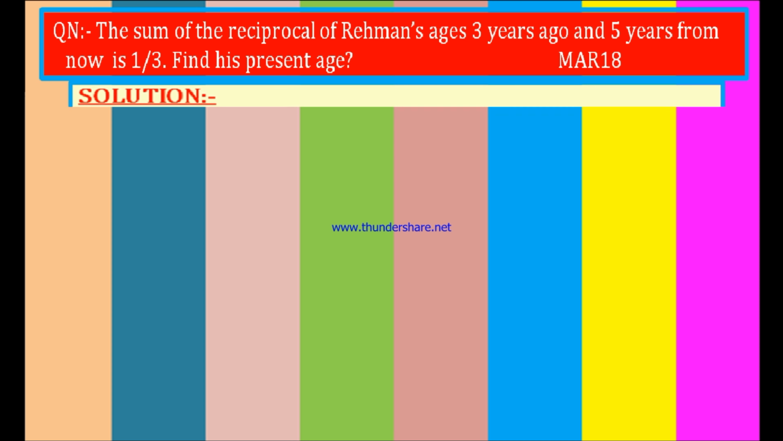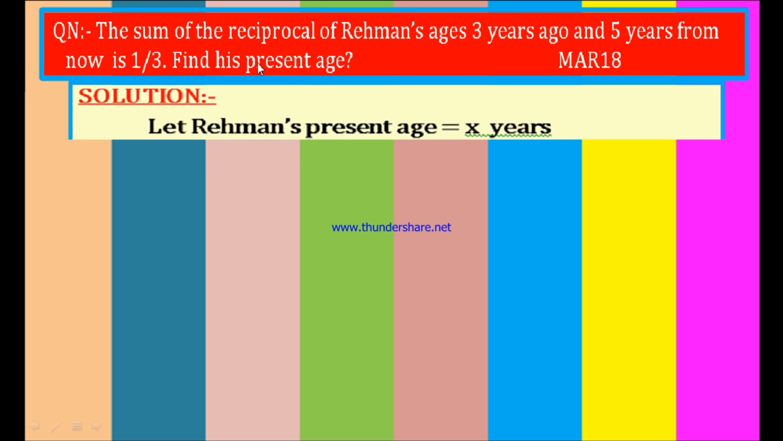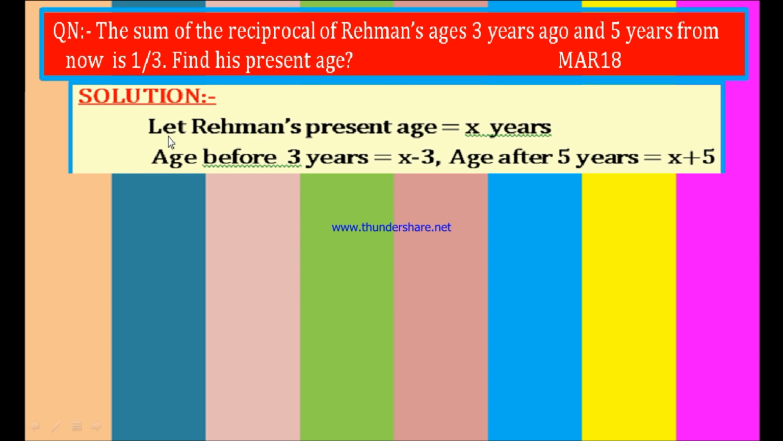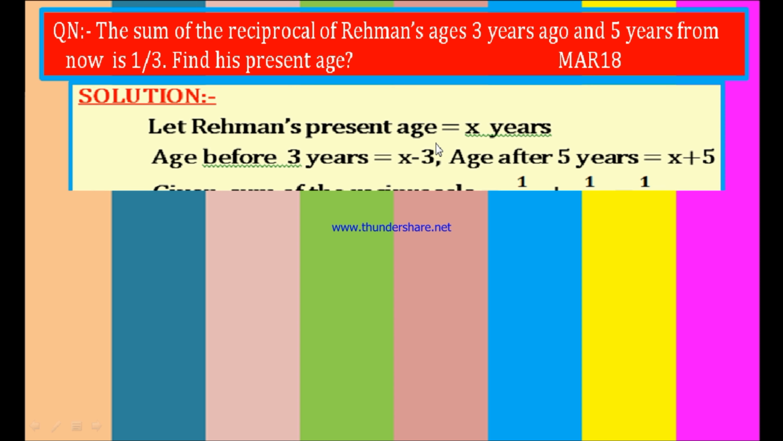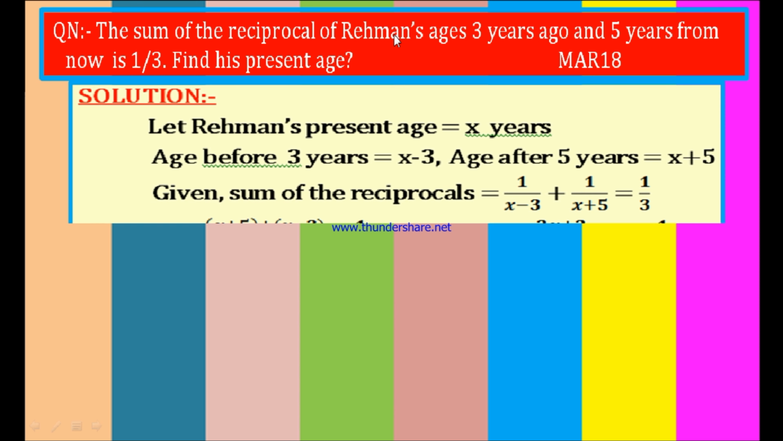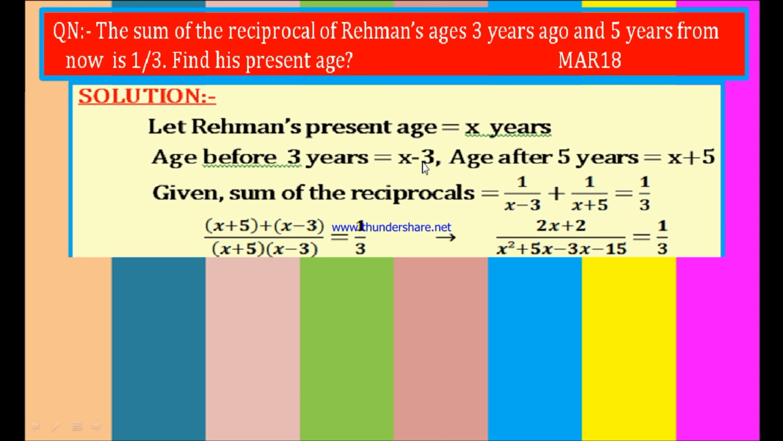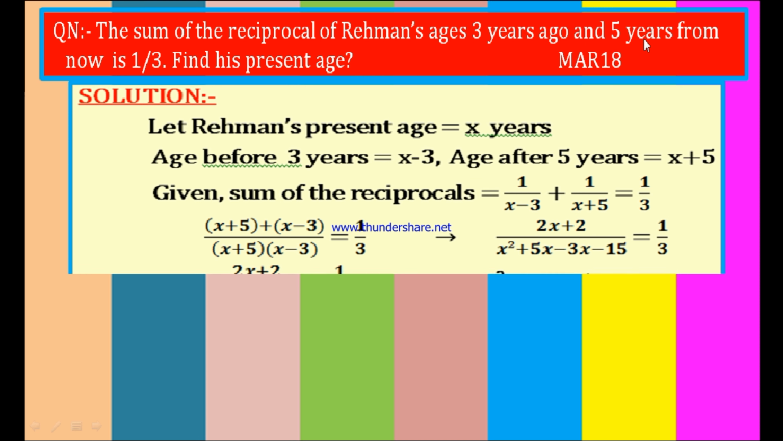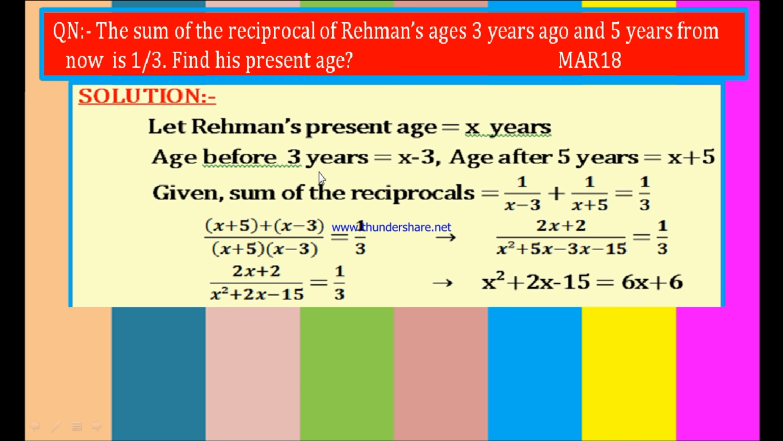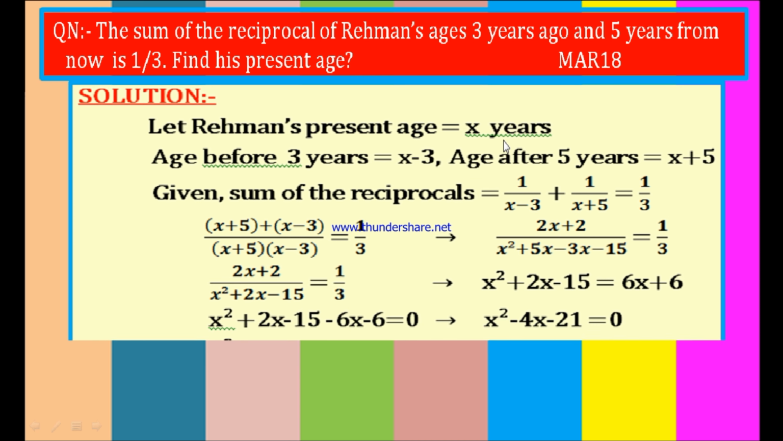Here is the solution. We have to find the present age of Rahman. Therefore, let Rahman's present age be x years. If his present age is x years, then Rahman's age before 3 years is x minus 3, and his age after 5 years is x plus 5.